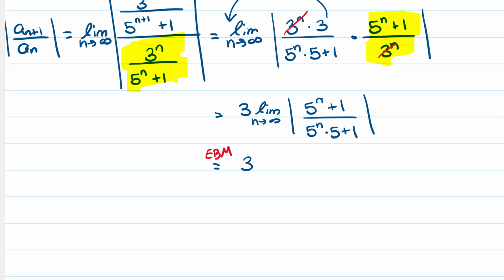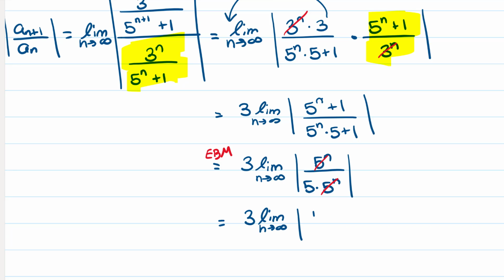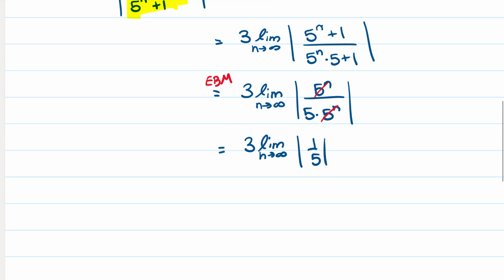and it becomes 3 times the limit as n approaches infinity of 5 to the n divided by 5 times 5 to the n. Because the plus 1s really don't do anything when you go to infinity. So these 5 to the n's cancel. So I'm left just with 1 over 5. So this is 3 times the limit as n goes to infinity of 1/5, which is just 1/5. So my answer is 3 over 5.